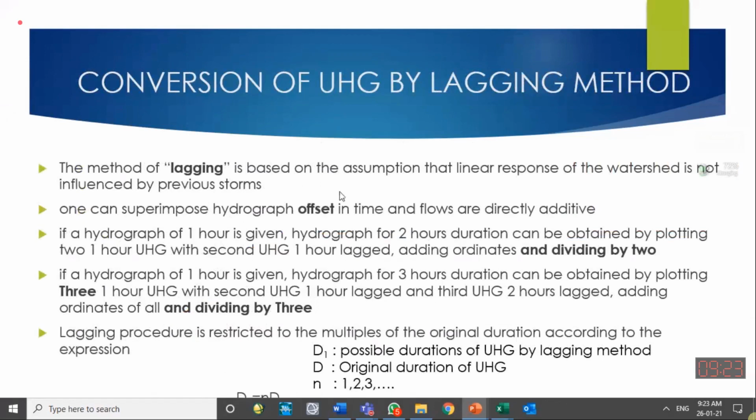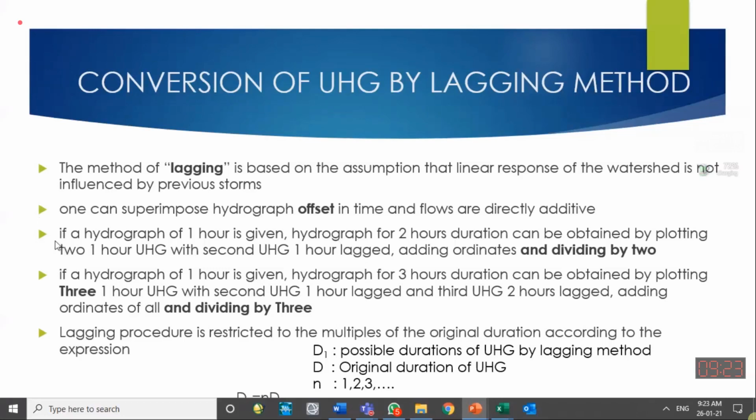It is based on the assumption that the linear response of the watershed is not influenced by the previous storm. And the second thing, we can superimpose hydrographs offset in time, and flows are additive. We can add the DRO generated by one unit hydrograph to the DRO generated by another unit hydrograph.